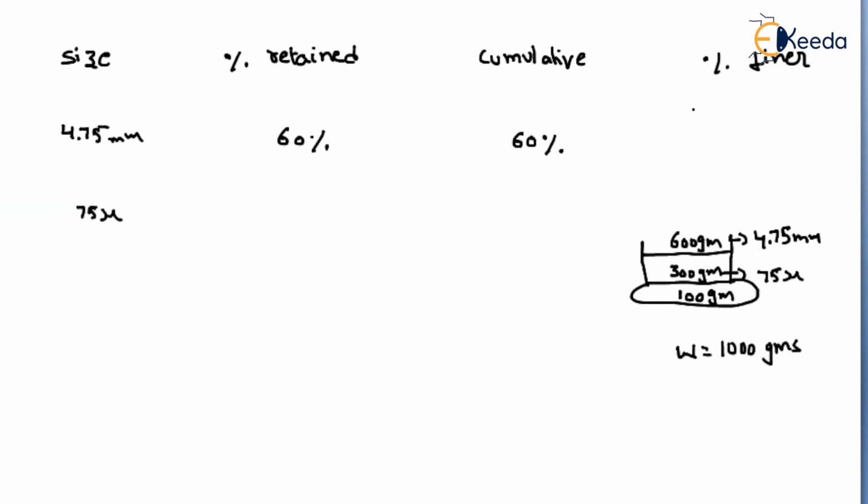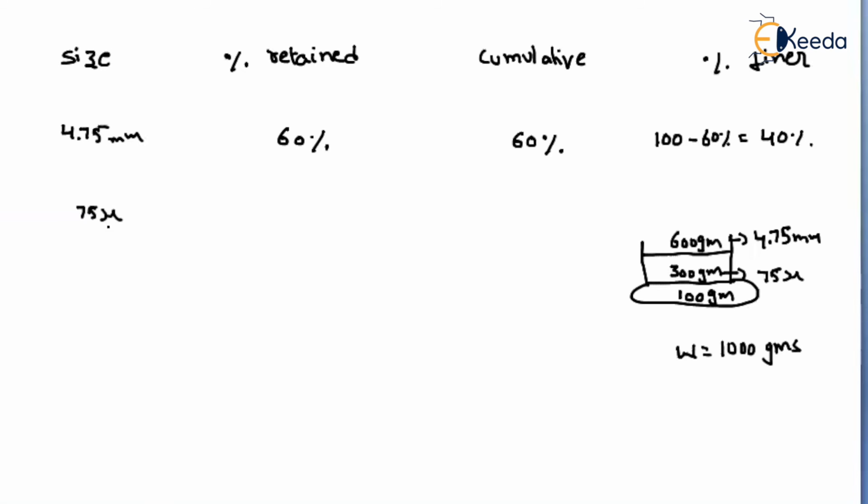And what about percentage final? That is nothing but 100 minus 60. That will be equal to 40%. So how can we understand? That means if you are taking 100% of the soil, out of the 100%, 60% will be retained on the 4.75 mm, and 40% of the particles are having size less than the 4.75 mm, isn't it?